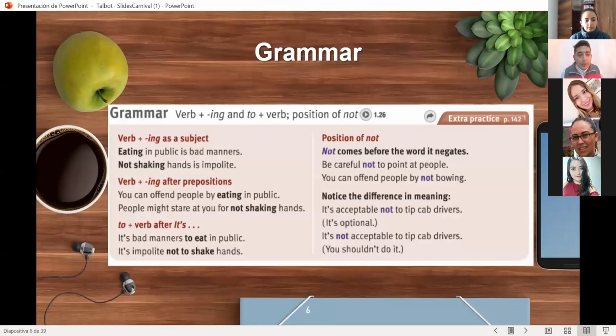So I'm going to read the first rule that says verb plus ing as a subject. And here we have two examples. You know, the verb with ing. Eating in public is bad manners. Not shaking hands, it's impolite. So now please help me, Ellie and Andrango, please help me reading the second rule. Let me see.